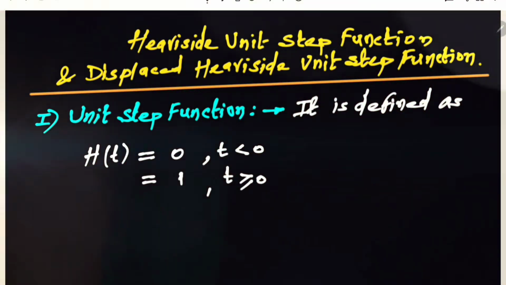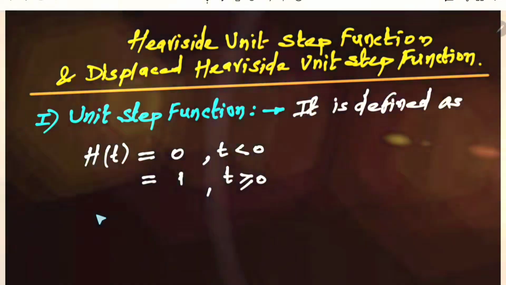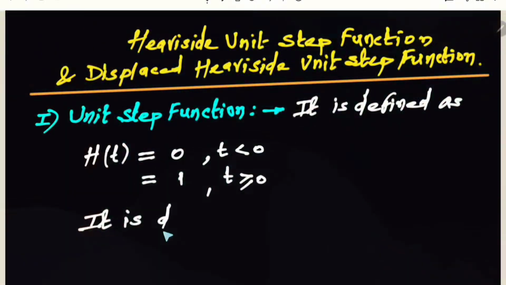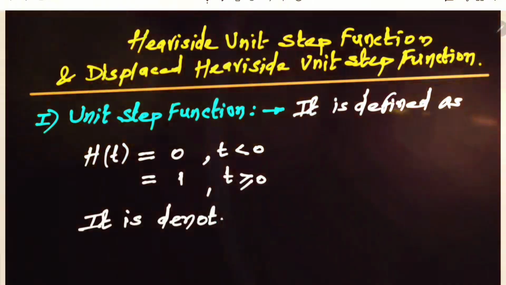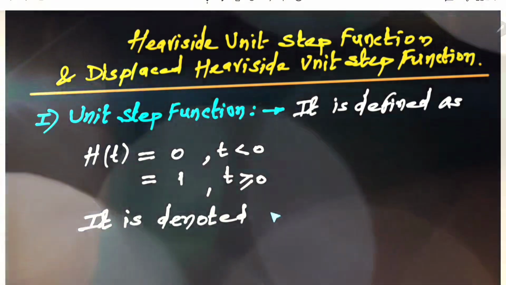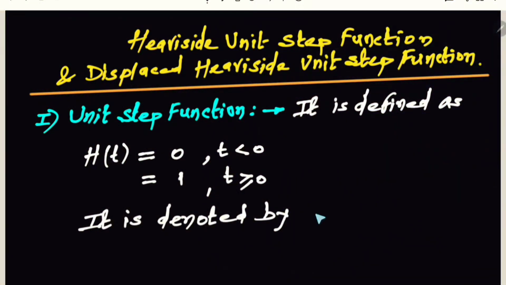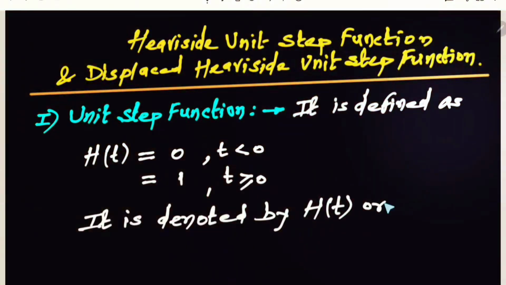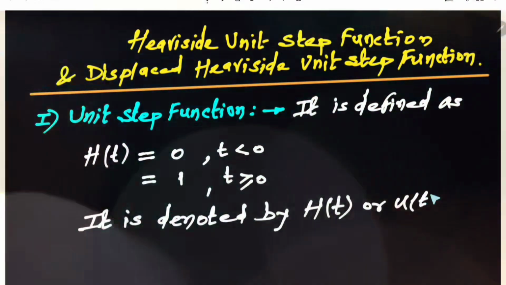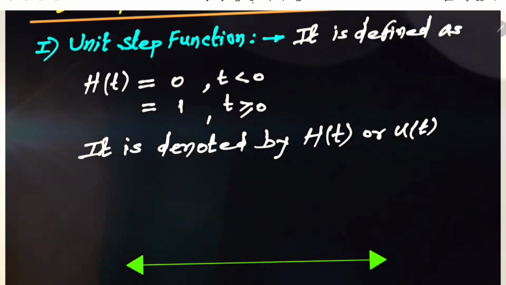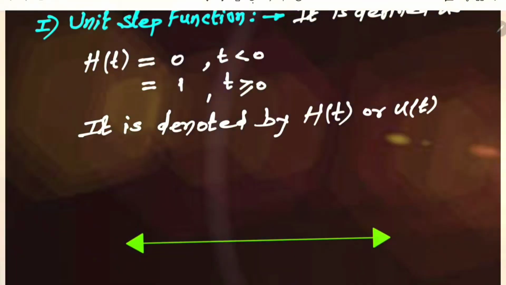This is the definition of the unit step function, and it is denoted by either h of t or u of t. H stands for Heaviside and u stands for unit step. Therefore, we can use any symbol to represent this unit step function. The same we can represent by means of a figure.